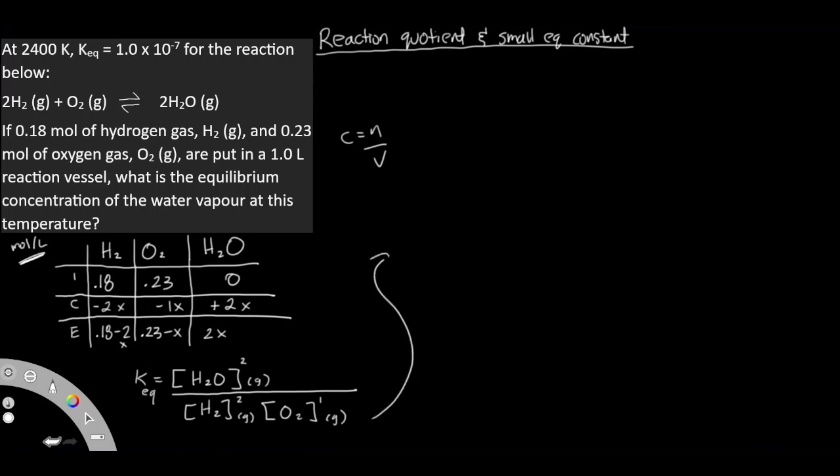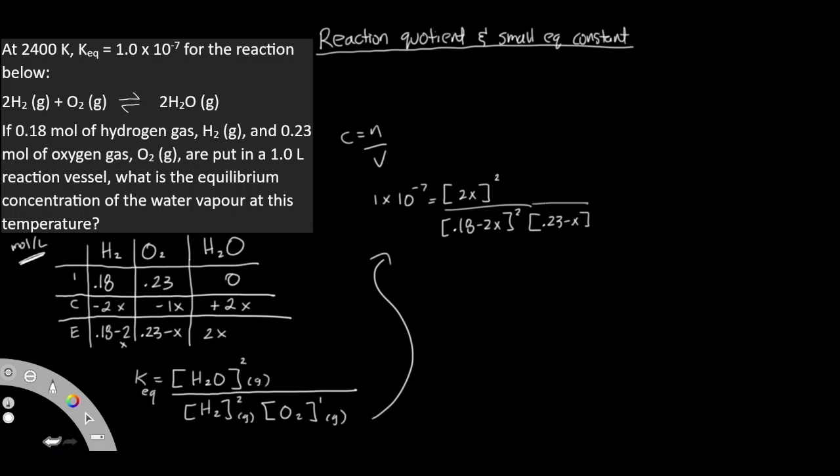We're just going to move it up here so that we can actually substitute our values correctly. So our Keq can now go in here. We have 1 times 10 to the negative 7. There we have it. And then we're just going to implement our numerical values into our H2O. Our H2O here, what is it? It is 2x. So we're just going to put our 2x within that. And then we're going to do the same thing for our H2. What is our H2? Well, we have 0.18 minus 2x. Of course, this has to be squared. And we're doing the same thing for our O2, 0.23 minus x.